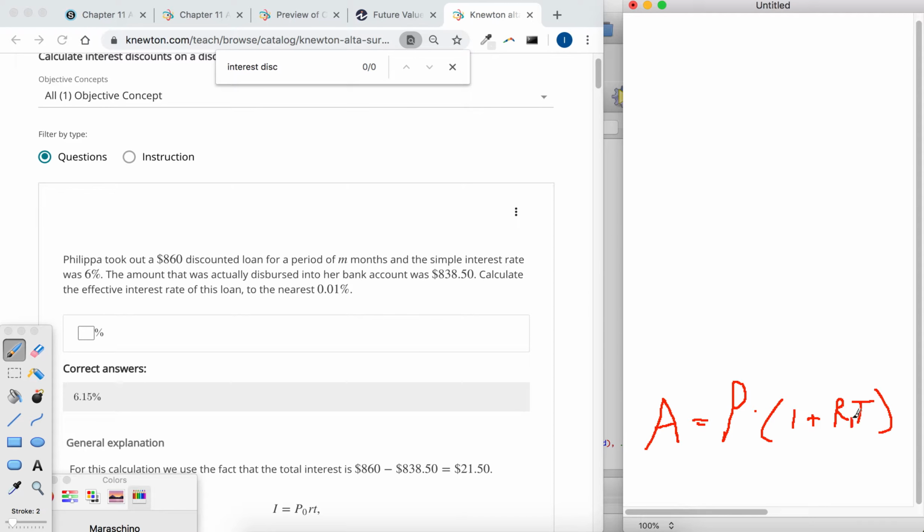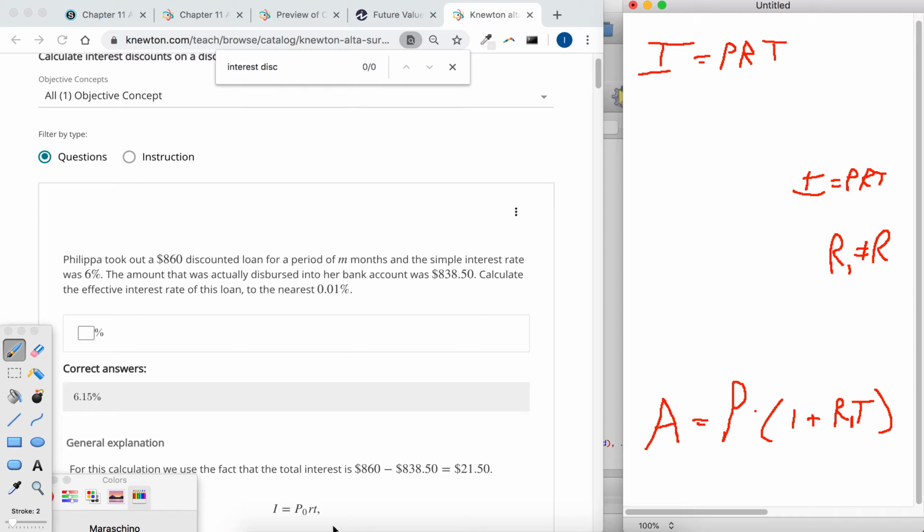So I think Newton usually calls this R sub 1. Okay, the effective interest rate, different than the R that we use in I equals PRT. Okay. So in this formula we have A, 860, we have P, it's 838.50. We don't have T, but we can find that, okay, using the simple interest formula.